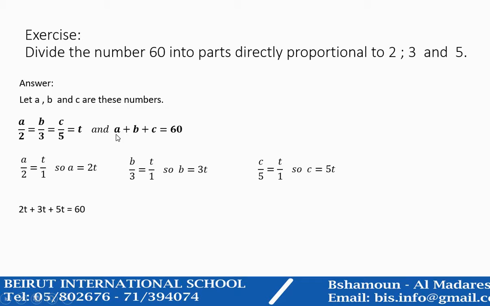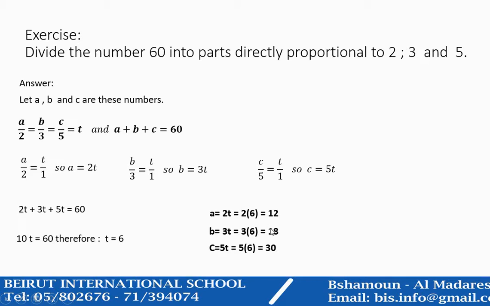Then you use the relation here. Instead of a, you substitute 2t, instead of b, 3t, and instead of c, 5t to get 60. So 10t equals 60, therefore t is equal to 6, because 60 divided by 10. Then, once you find t, you substitute t by its value. A is equal to 2t, so a is equal to 2 times 6, which is 12. B is equal to 3 times 6, 18. And c is equal to 5 times 6, which is 30.